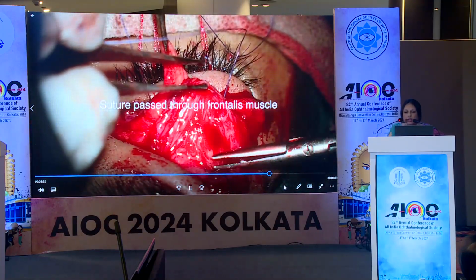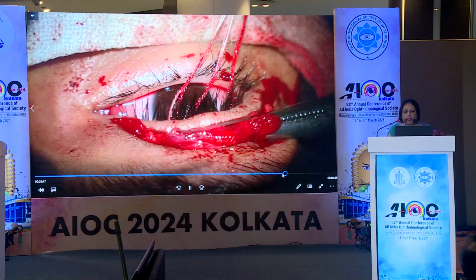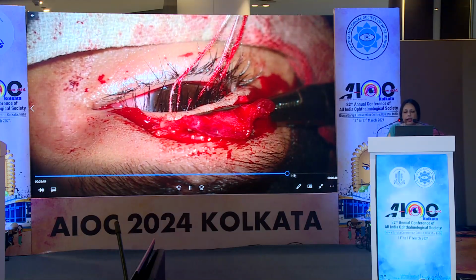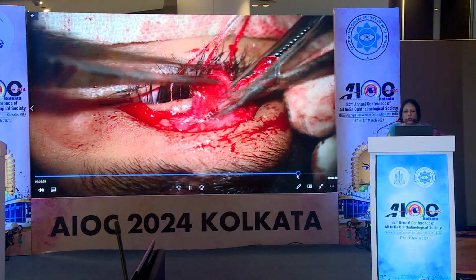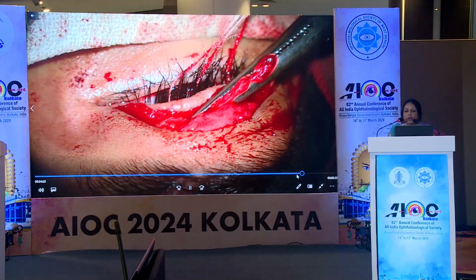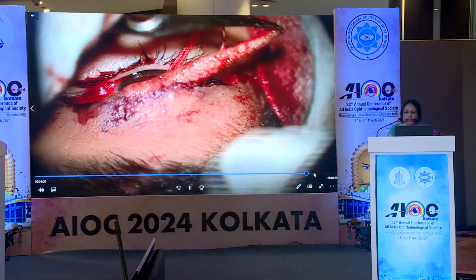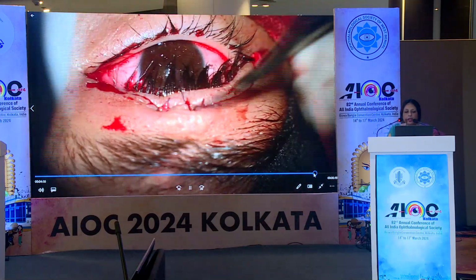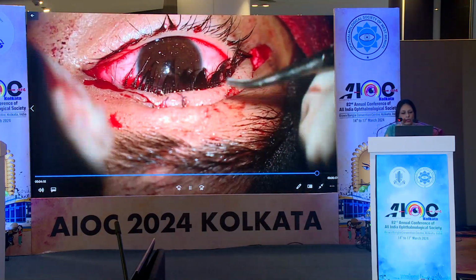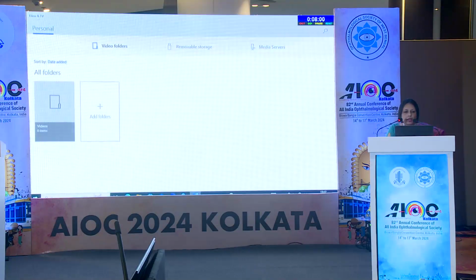And once this is done, what is most important is that the excess of LPS and frontalis are excised, and good lid crease forming sutures have to be placed. Otherwise, you tend to have a large ptosis. So this is the excess skin that is excised, and then you give lid crease forming sutures. So this is how you do a levator advancement.